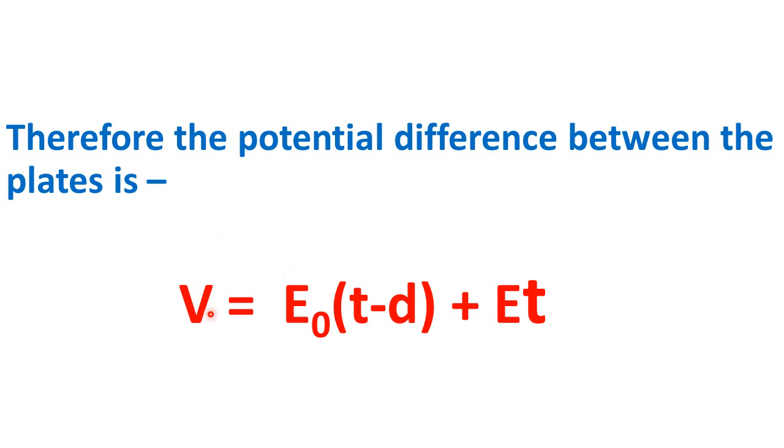Now what will be potential difference between the plates? Now there are two cases. One case where dielectric slab is there and the other where free space is there. In D minus T thickness, free space is there, so E naught is the electric field intensity in that space, and in T thickness of the dielectric slab, electric field intensity is E. So V is equal to E naught times D minus T plus E into T.